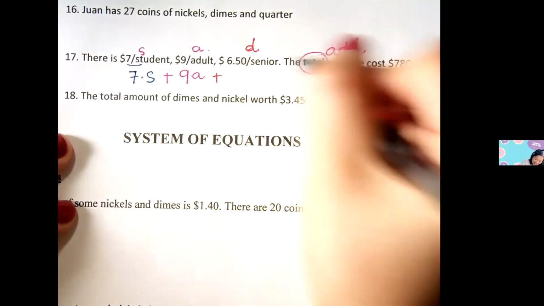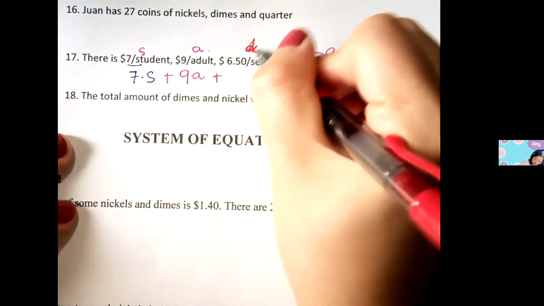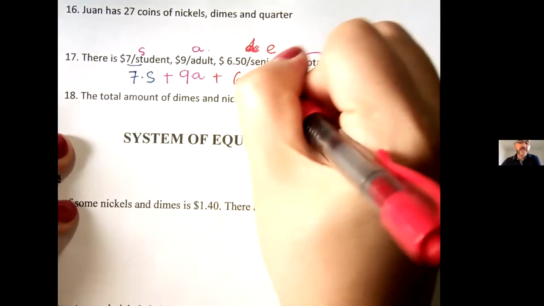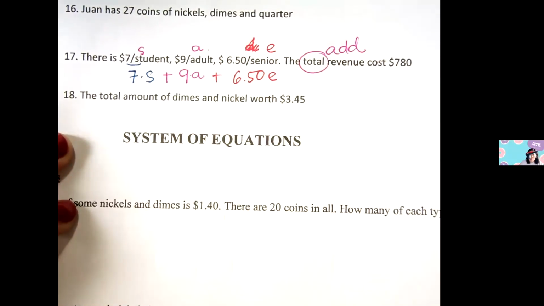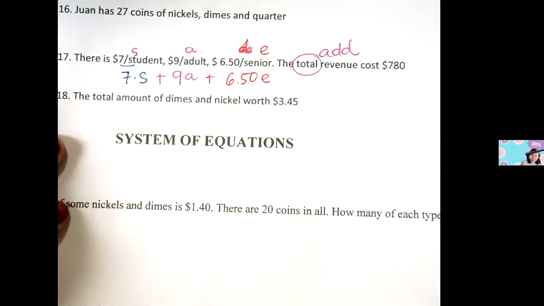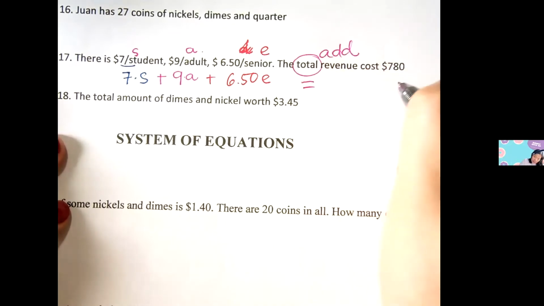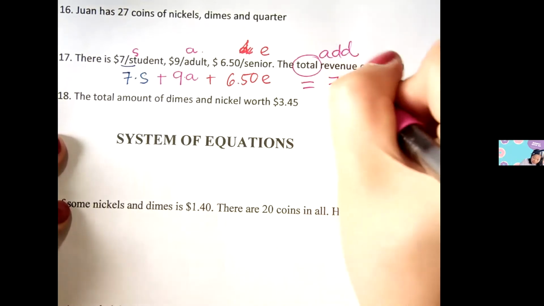You mean E? Yes. Okay. No more sad. So 650E. Okay, excellent. And now what? So the total is going to be equal to 750. 750. Sorry, 780. There we go, 780, like that.